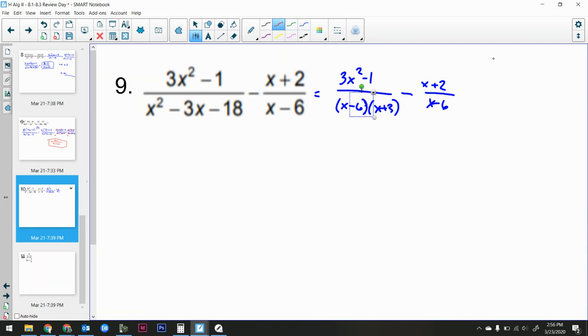I've got my LCD here. Remember, I would write out the LCD, because that'll help us with what x cannot be equal to in the end. All factors must be represented. So we got an x minus 6 and an x plus 3 from our first fraction. And then I need an x minus 6 represented. It's already there here. So we're good. Okay, so the only thing that this needs is the x plus 3.